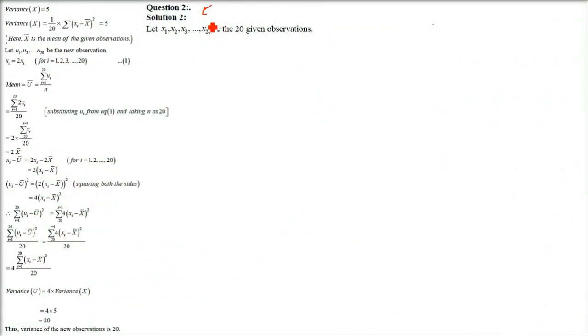This is question number 2. The variance of 20 observations is 5.